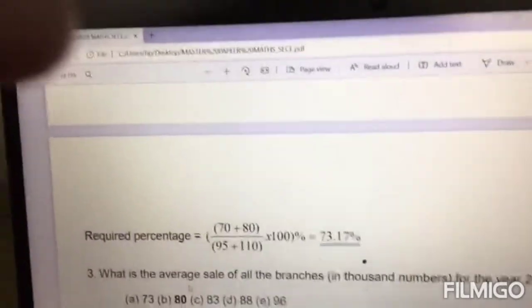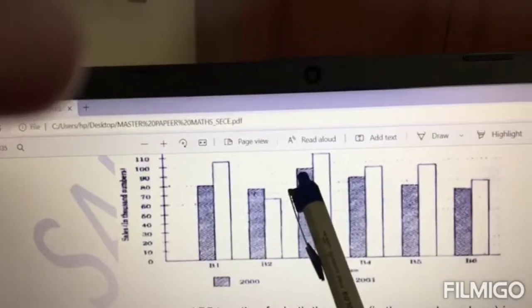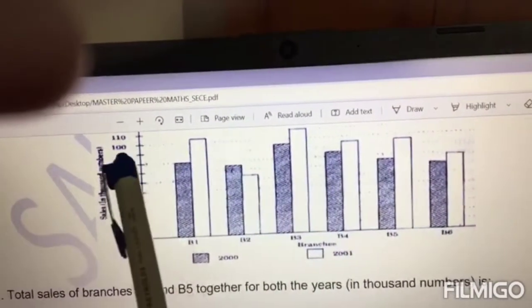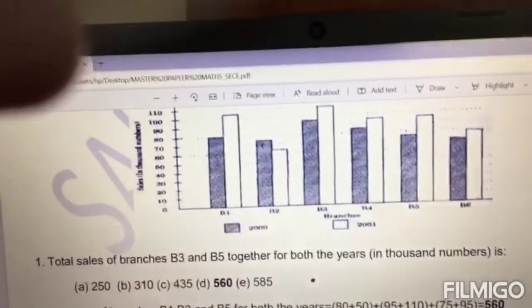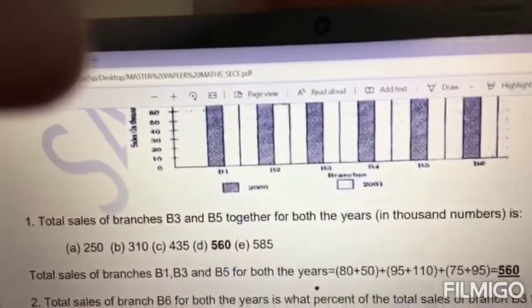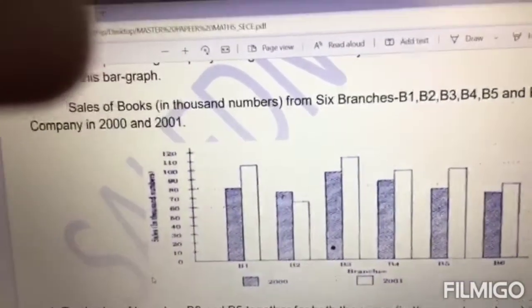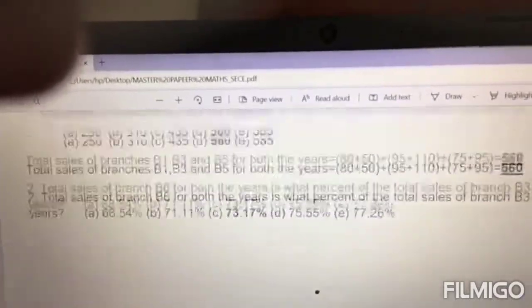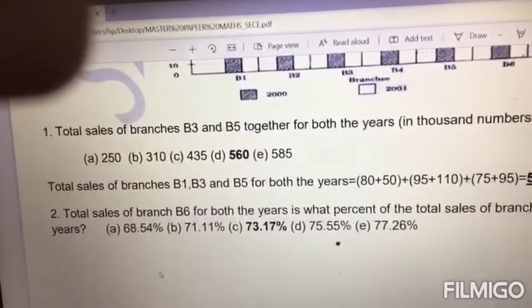Here I'm not able to do it properly because it's on the computer screen, but when you're doing it on paper, please use a ruler or carefully find the number. Sometimes you may say, like what I said here, 90,000 instead of 95. Your answer may be slightly different from the answer choices given. If that is the case, use the closest answer choice.